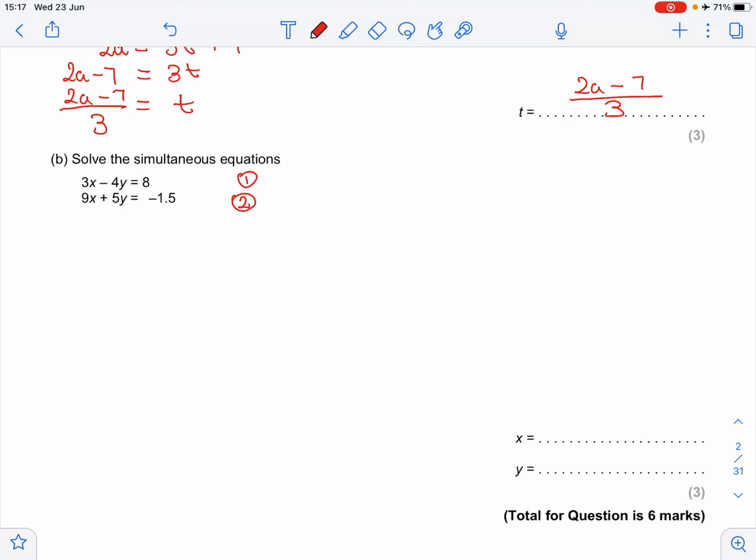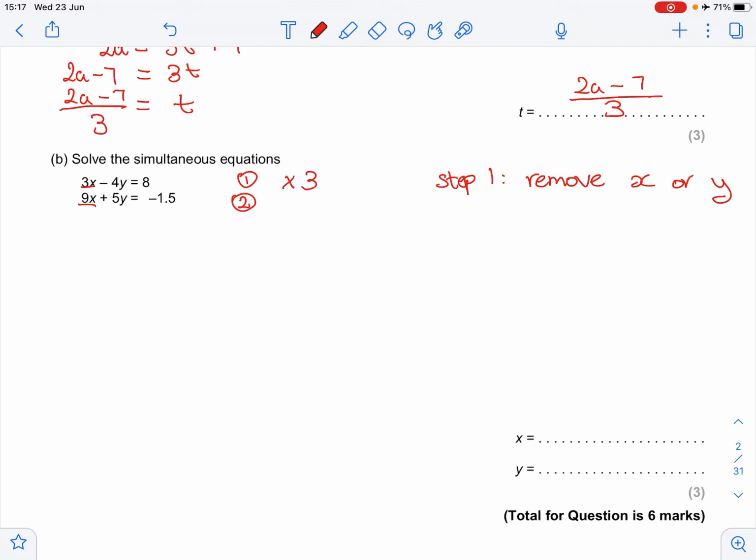So step 1, we need to remove one of the variables. So we could remove x or remove y. In this case, I'm going to remove my x variable. So I have 3x minus 4y equals 8. To remove the x variable, I need to make the two x terms the same. But I have 3x and 9x, therefore I need to multiply my equation 1 by 3.